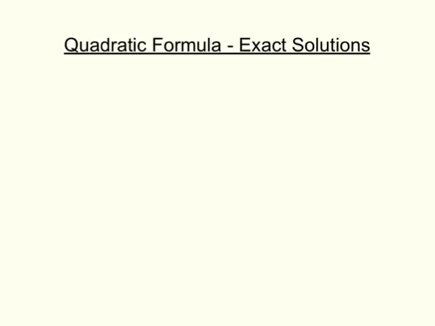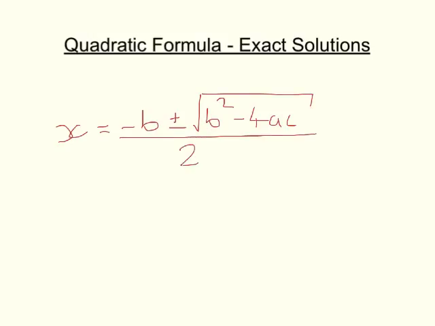We can use the quadratic formula to find the exact solutions of quadratics that we can't factorize. So remember, the quadratic formula is the values of x are minus b plus or minus the square root of b squared minus 4ac, all of that over 2a. And this is true for the quadratic ax squared plus bx plus c is equal to 0.